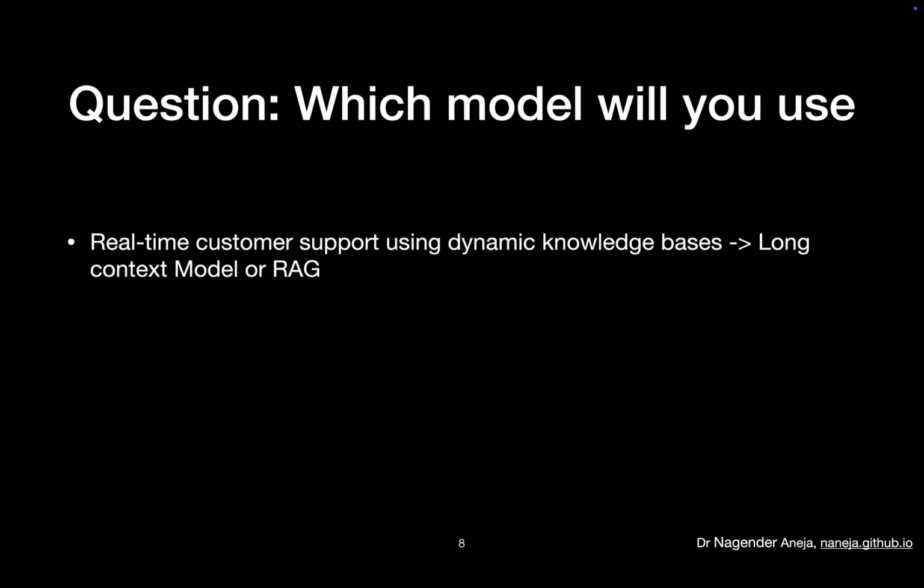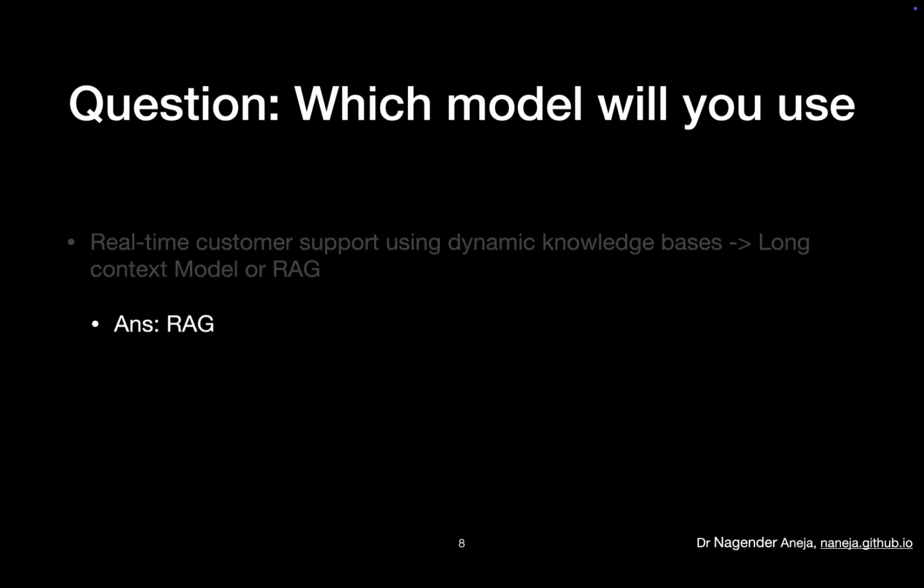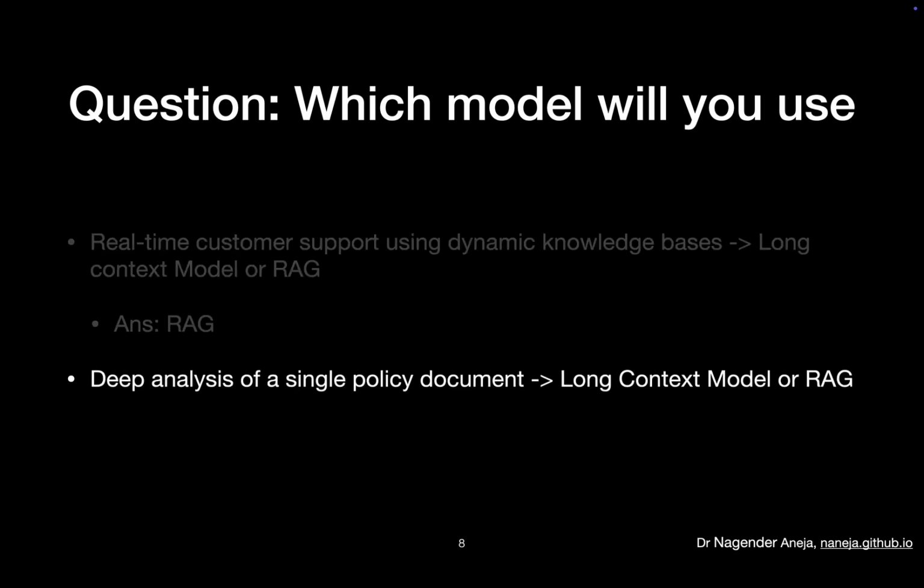So this question is simple, right? First, it's real-time customer support. Real time means that we need fast responses, and then it's a dynamic knowledge base, which can change very frequently. So in these cases, I think RAG will be appropriate because we don't want to pass the complete context that keeps on changing. Answer is RAG.